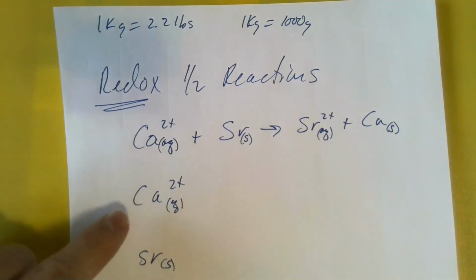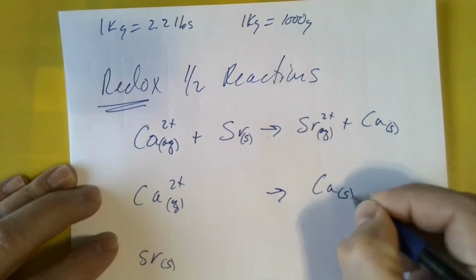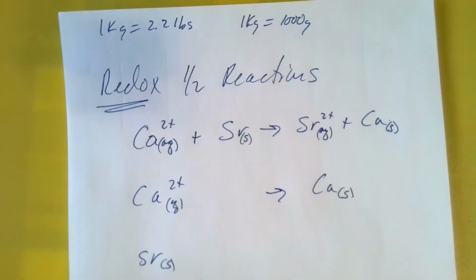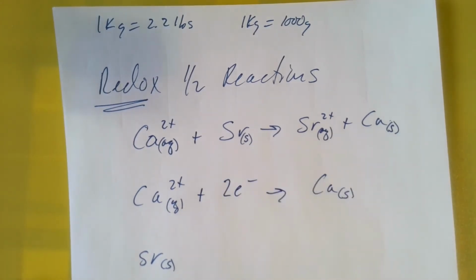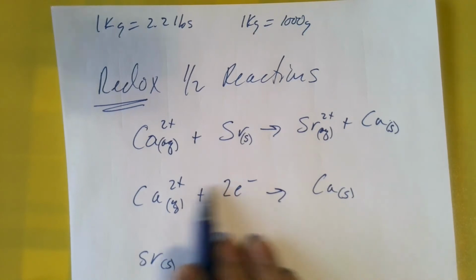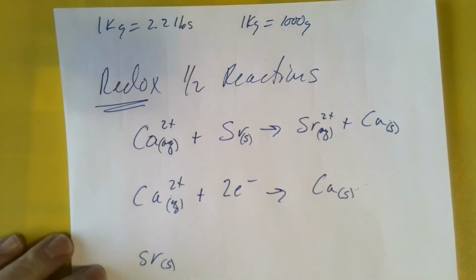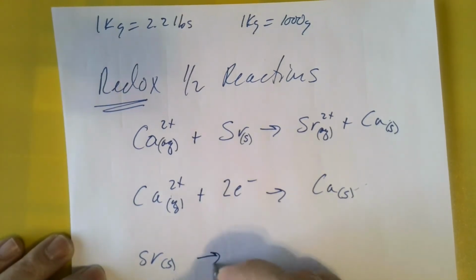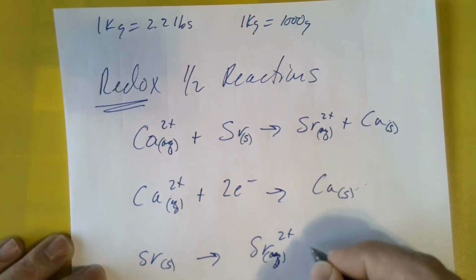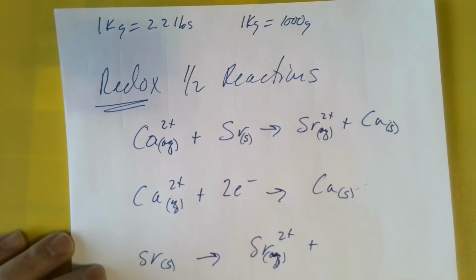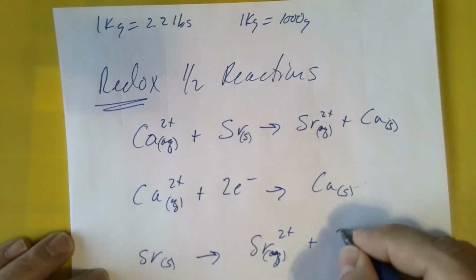Now, for calcium 2 positive to become calcium solid, what does it have to do? Gain electrons, which means reduce. It's going to gain 2 electrons, because 2 positive plus 2 negative is a 0. Over here it's a 0. They've got to match up, right? Strontium, to create strontium 2 positive, has to do what? Lose 2 electrons. It's got to lose 2 electrons, right?